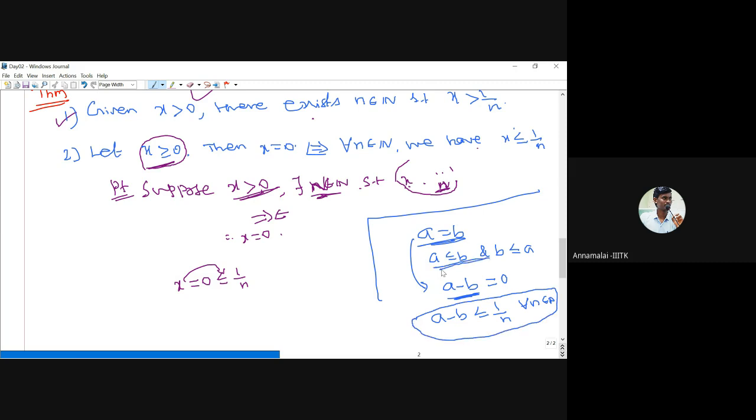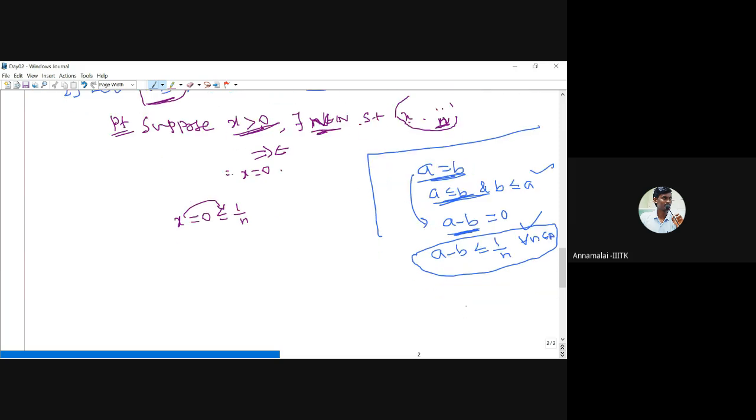So no need to prove a less than or equal to b and b less than or equal to a. Anyway, we can prove it that way also, but this is another way of proving a equal to b: a minus b equal to 0. That is nothing but a minus b is less than or equal to 1 by n for all n. This is a very important point. To prove a number is 0, it is enough to prove that the number is less than or equal to 1 by n for all n.